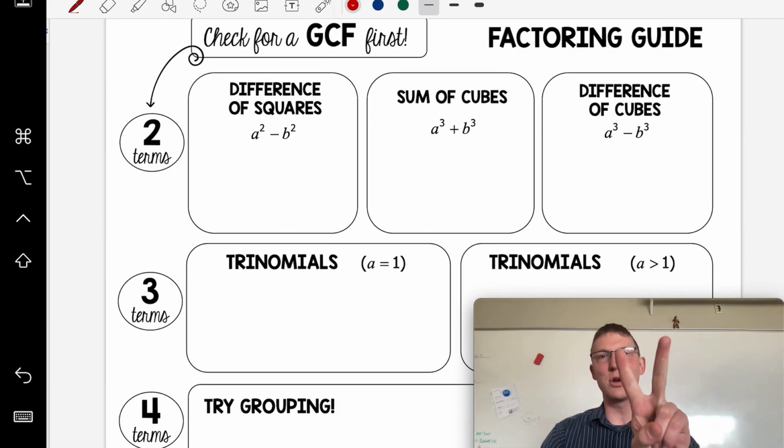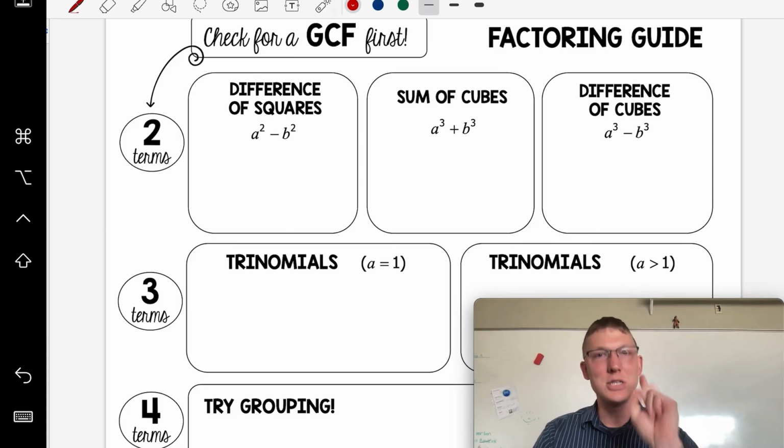Remember, two things that you should always remember from this class. Fractions are not terrible. You can deal with fractions, and don't forget how to factor.